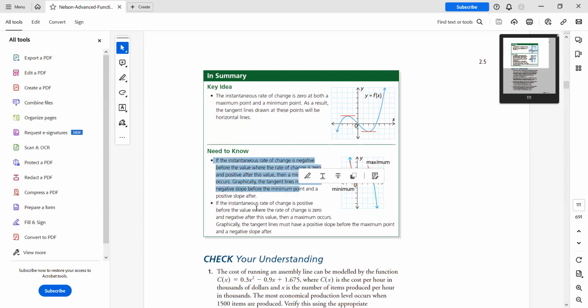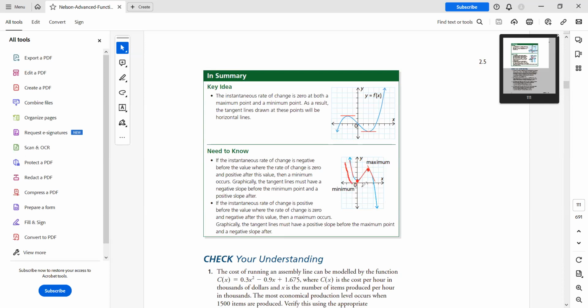Okay? What you need to know: if the instantaneous rate of change is negative before the value where the rate of change is zero and positive after this value, then a minimum occurs. Graphically, the tangent line must have a negative slope before the minimum point and a positive slope after. If the instantaneous rate of change is positive before the value where the rate of change is zero and negative after this value, then a maximum occurs. Graphically, the tangent line must have a positive slope before the maximum point and a negative slope after the point. Remember when we were discussing how to understand whether this point is a minimum or maximum or not.